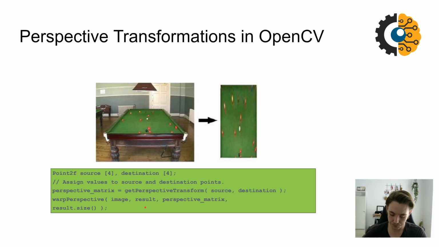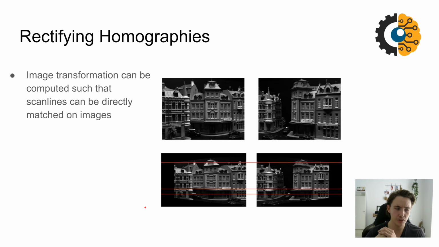In OpenCV we can also have, as a short introduction, rectifying homographies, where we have an image transformation that can be computed such that the scan lines in an image can be directly matched on images. So here on the top we can see that we have some buildings that are rotated, in images that are taken from different places.